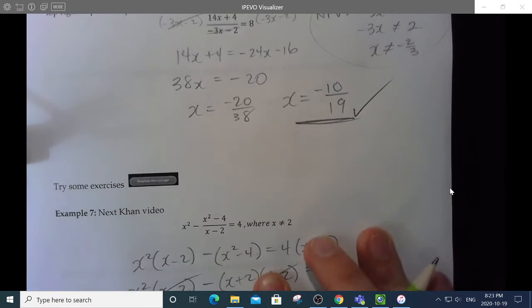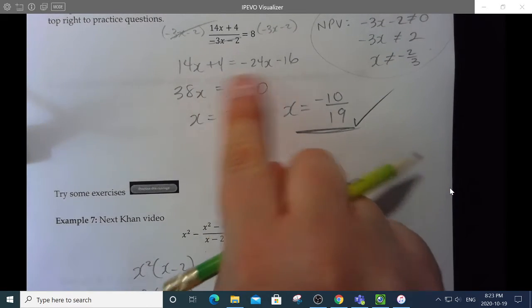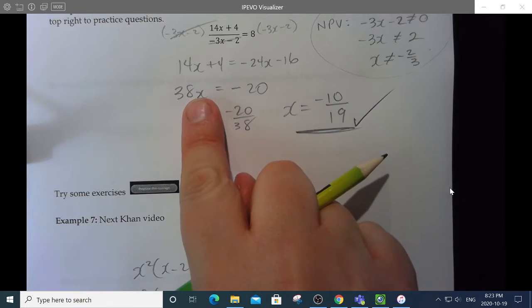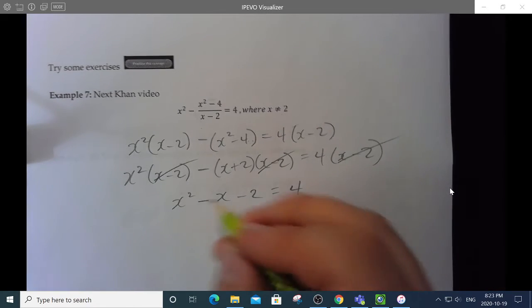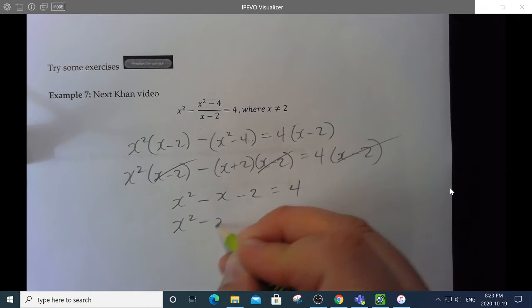Well, remember back here, when I was solving a linear equation, I put all the x's on one side and all the constants on the other. Yeah, when you're solving what we call a quadratic equation, because it has an x squared in it, you actually move everything to one side.